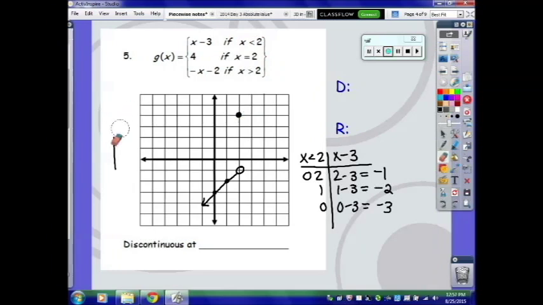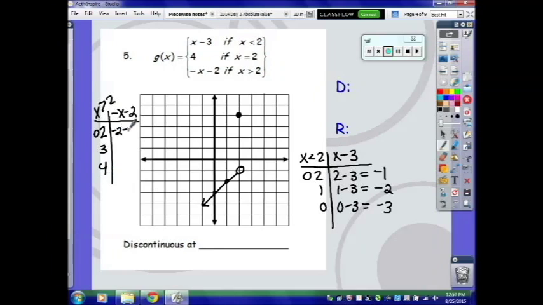All right, let's do our final piece. So one more t-chart. Get yourself all set up. So x is greater than 2 this time, and we have negative x minus 2. So we're still going to start at 2, but it's open. But this time we want to go greater than 2. So say 3 and 4. All right, so plug and chug.